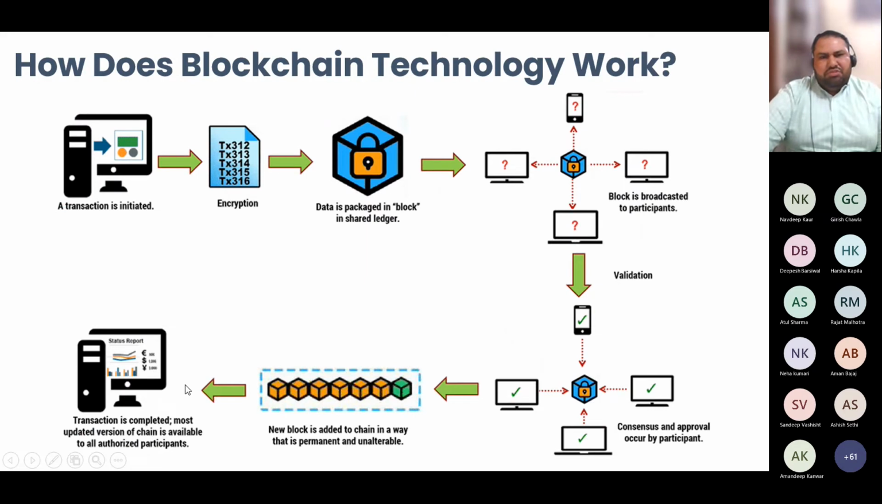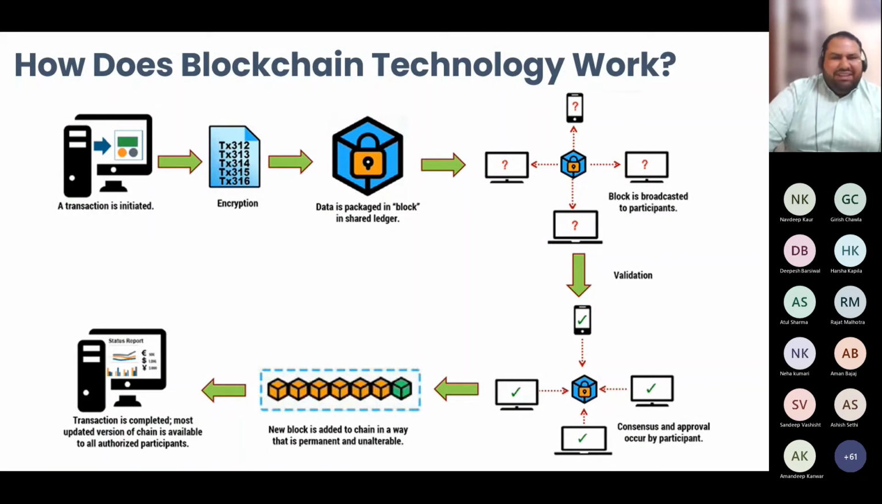So now let's come to the next slide. How does blockchain technology work? Before starting the explanation of how this technology works, I just want to introduce some components of the blockchain architecture. The first one is node. A node is nothing else but a computer in a blockchain architecture which is connected to a blockchain system or blockchain network.